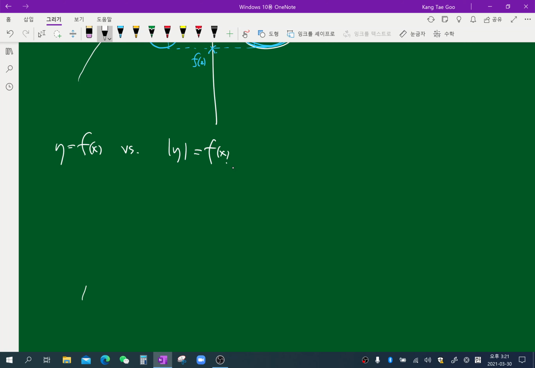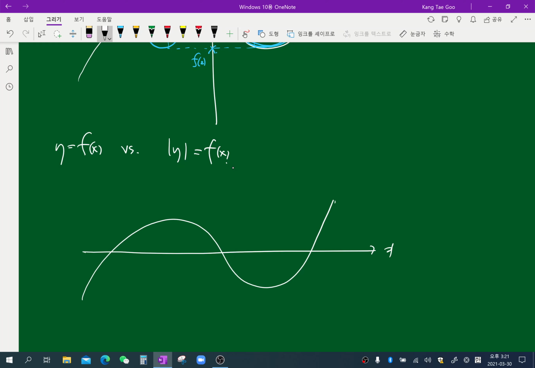Okay, then the second one is y = f(x) versus |y| = f(x). How can you draw this? Again, I have a similar function. The original function is here. Again, the first process is the same: where are the two functions the same? In this case, I will draw with the red color. If y is positive, if the graph is above the x-axis, then the two graphs must be the same, because all those values are exactly the same, right? So this part and this part, the graphs are exactly the same.